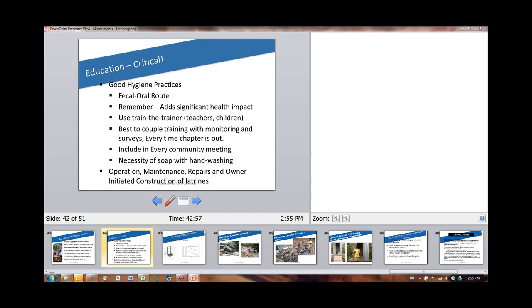And then you can take it back to your meeting, which every meeting you should be doing this. You can talk about some general things that you saw in the community that you'd like for them to improve and things that you saw that went well. Talk about operation, maintenance, repairs, and owner-initiated construction of latrines. That should definitely be happening.